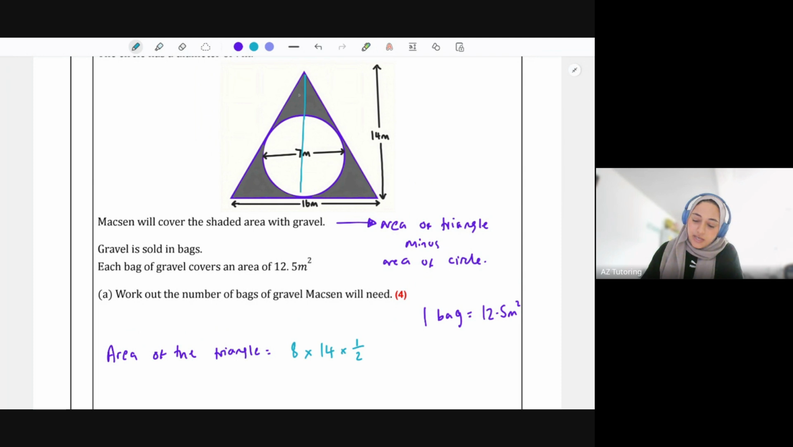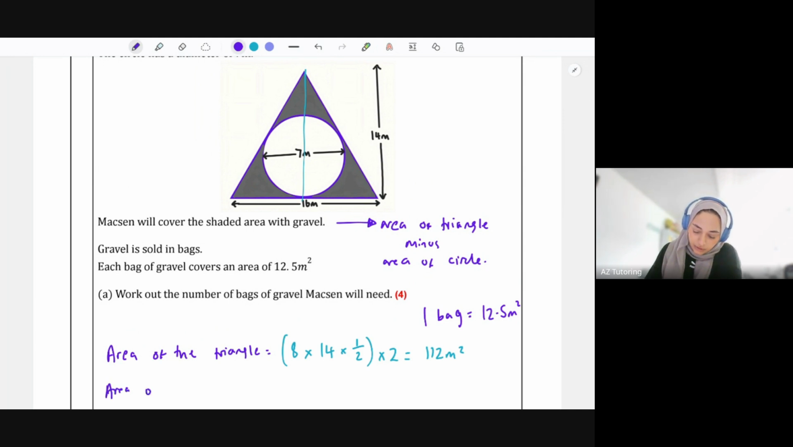So that's the area of the triangle we've just found. We've done 8 times 14 times a half, so the area of a right angle triangle. But because we've got two of them, one on this side and one on this side, we're going to times our answer by 2. So putting that in the calculator, we get 112 meters squared. Now let's work out the area of the circle.